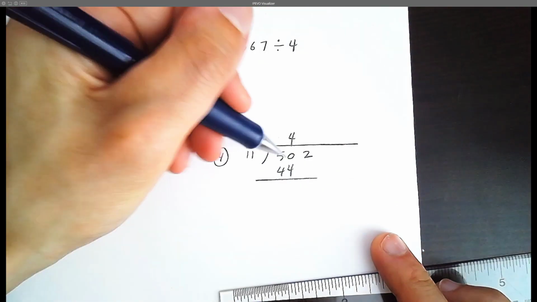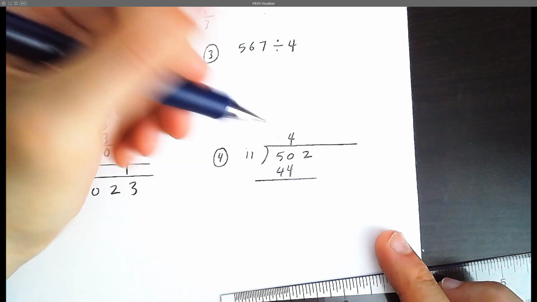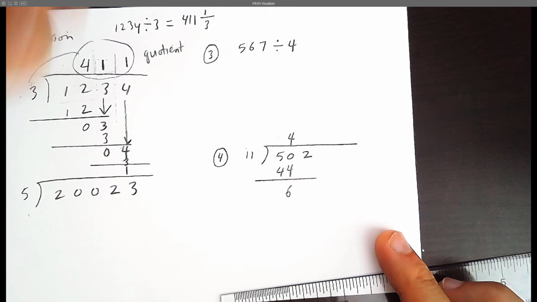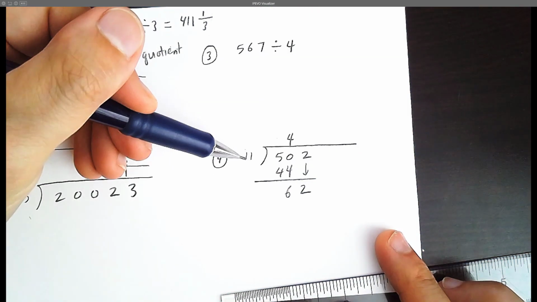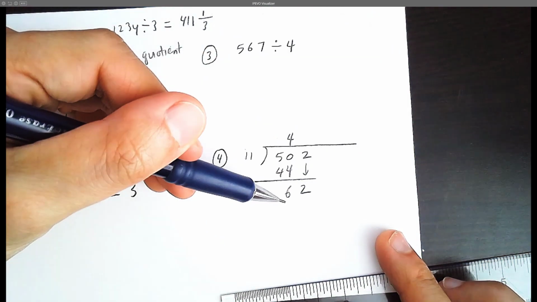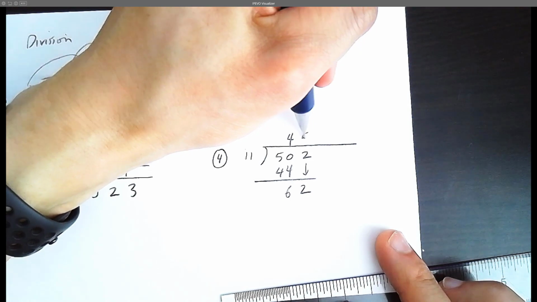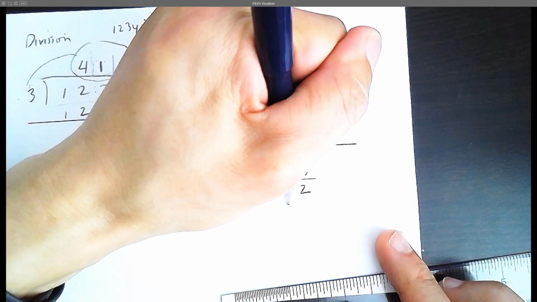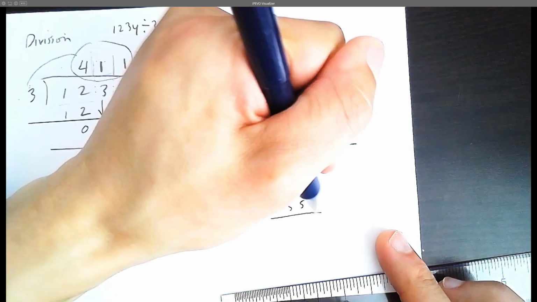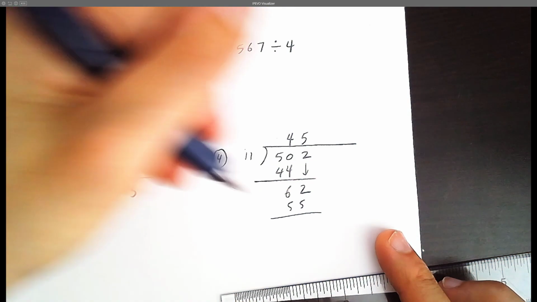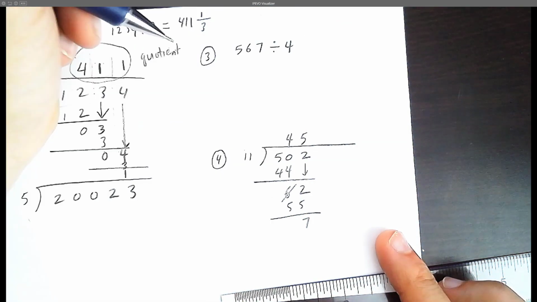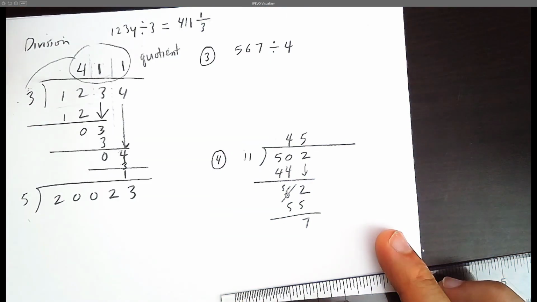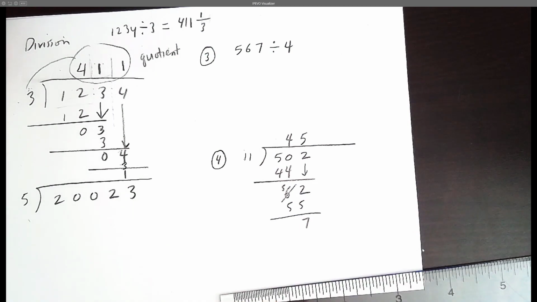Cha-ching! 50 minus 44, the answer is 6. You drop the next digit, a 2 here. 11 times 6 is 66, too big. So we go a bit smaller. 11 times 5 is going to be 55. Subtract. 12 minus 5 is going to be 7, but we borrow some energy, so the 6 becomes a 5. 5 minus 5 becomes 0. You don't have to bother writing down 0 here.